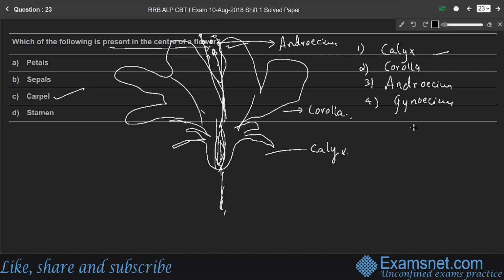The floral leaves here are carpels. So carpels are present here. Therefore this is the center of a flower. This is the center part of the flower, in which carpels are present. So carpels are present in the center of the flower. Hence option C is the right answer.